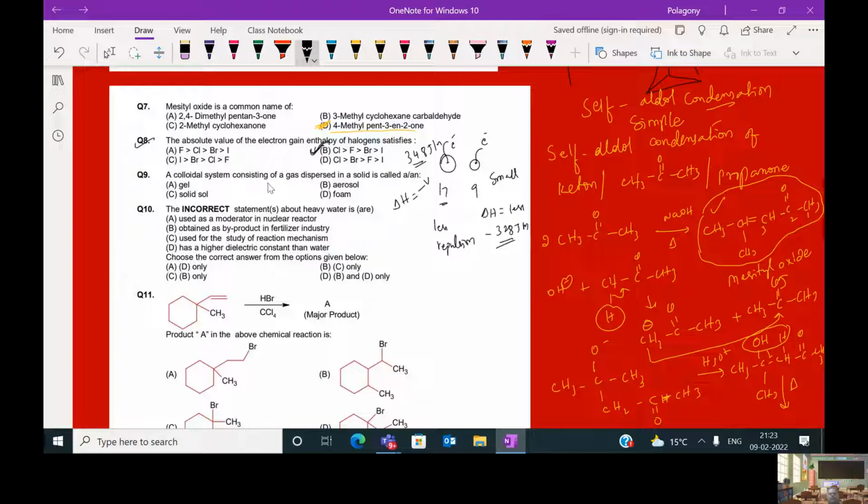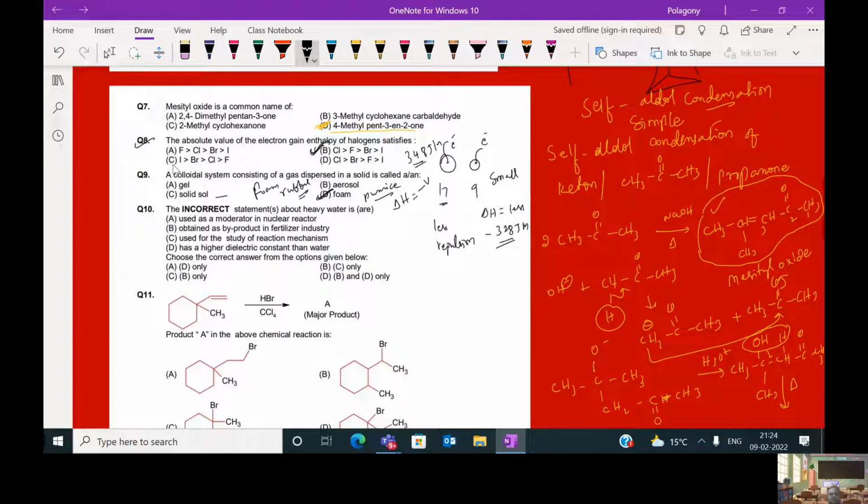A colloidal system consisting of gas dispersed in a solid is called a gel, liquid solid, aerosol, liquid in gas, solid sol; foam is the right option. Foam rubber, and we can give the pumice stone as an example, foam rubber.